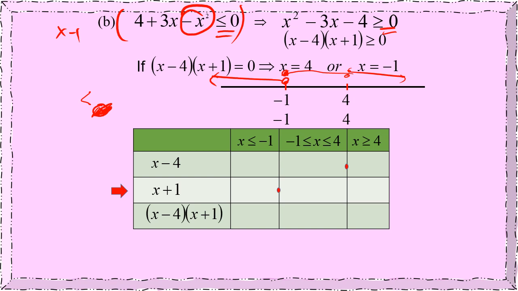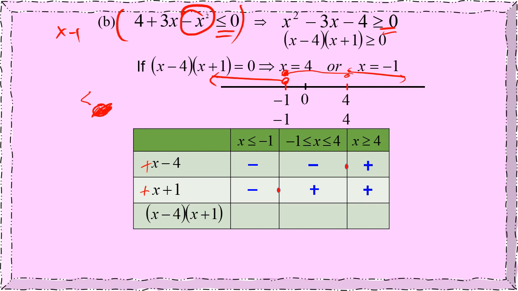So how to find the positive and negative? Look at the x. So x here is positive x, so the right side will be positive, and the left side will be negative. And then for x plus 1, it's positive also, so the right side of the dot will be positive, the left side will be negative. Okay?